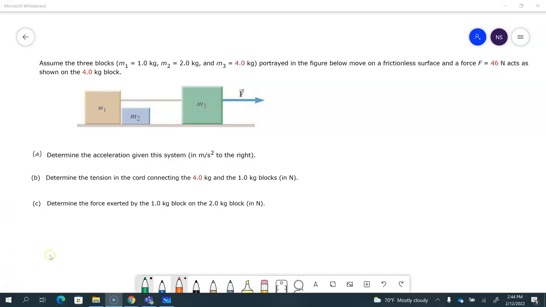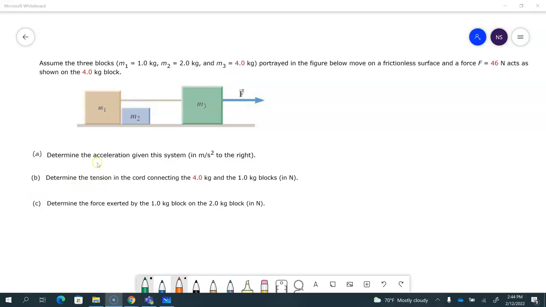Okay, here is a typical example of a problem using Newton's second law. It gives you three blocks, M1, M2, and M3. All these masses are given. And it's a frictionless surface, so we are still living in the ideal world where there is no friction. And a force of 46 newtons is acting on the 4 kilogram block, or M3.